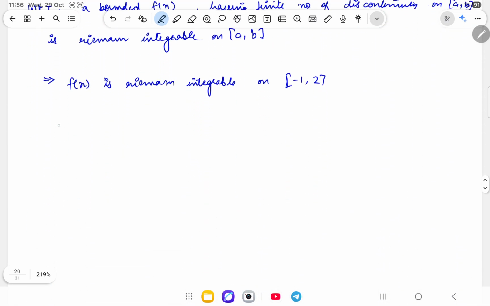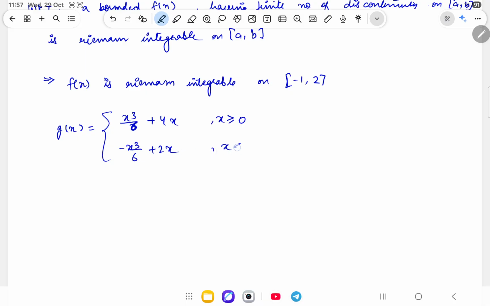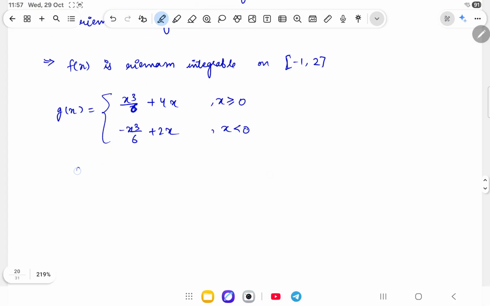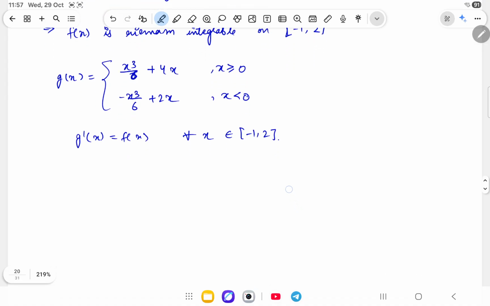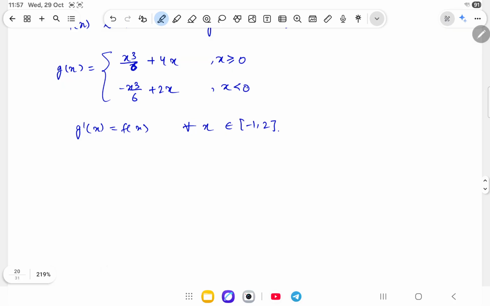Now since we got that f(x) is Riemann integrable, if I assume my g(x) to be, let's say, x cubed by 6 plus 4x whenever x is greater than or equal to 0, and minus x cubed by 6 plus 2x when x is less than 0. So in this case, for this g, you see that this relation is satisfied for all x lying between minus 1 to 2. So from here we got that there exists a function such that this relation holds, and this function exists because the function is Riemann integrable.